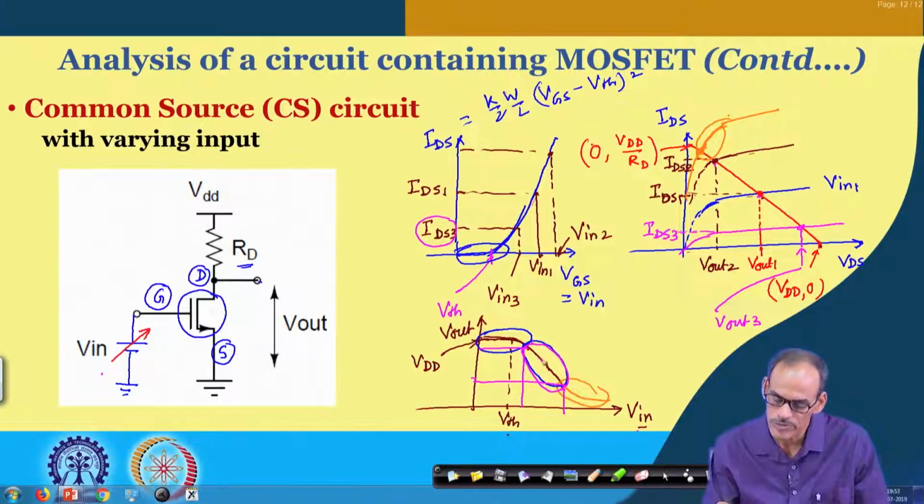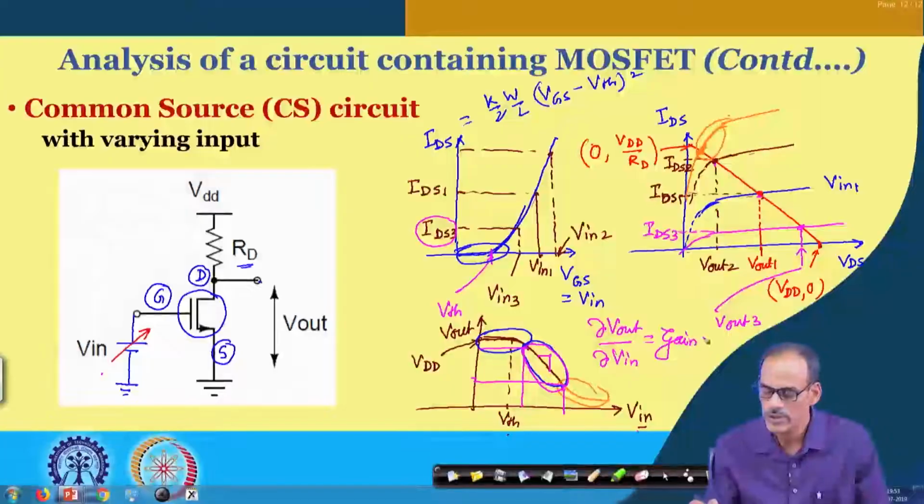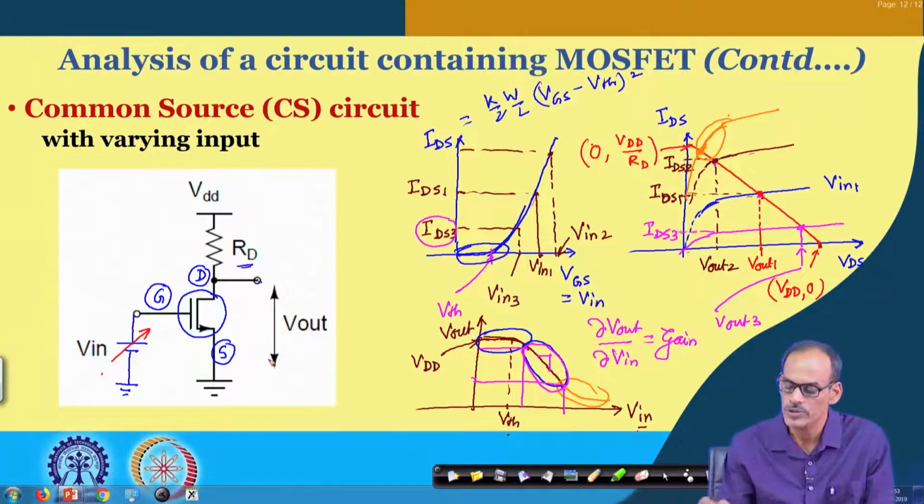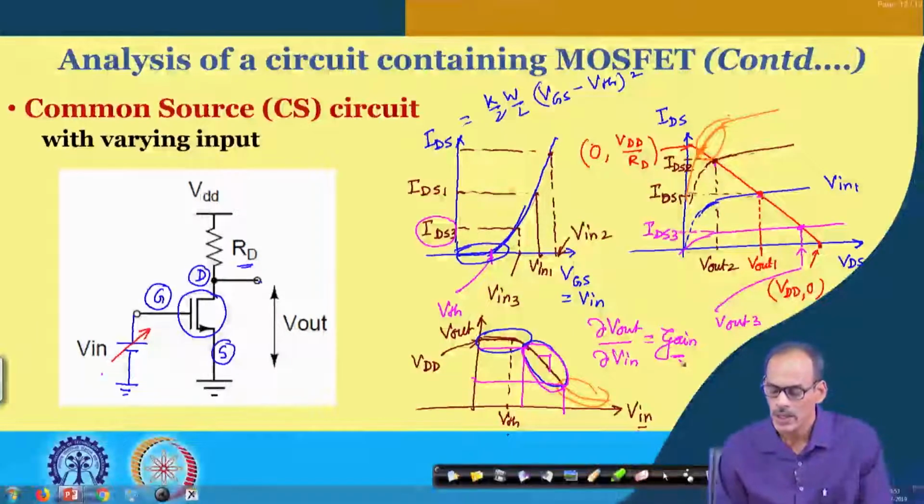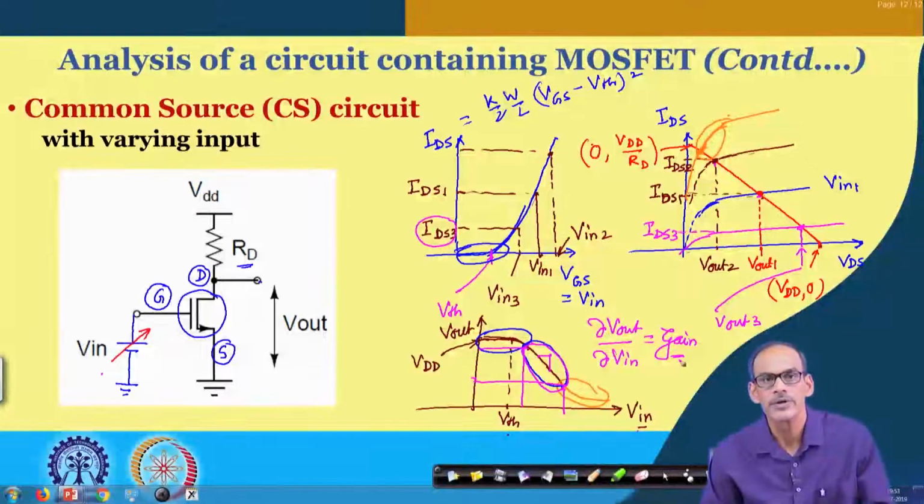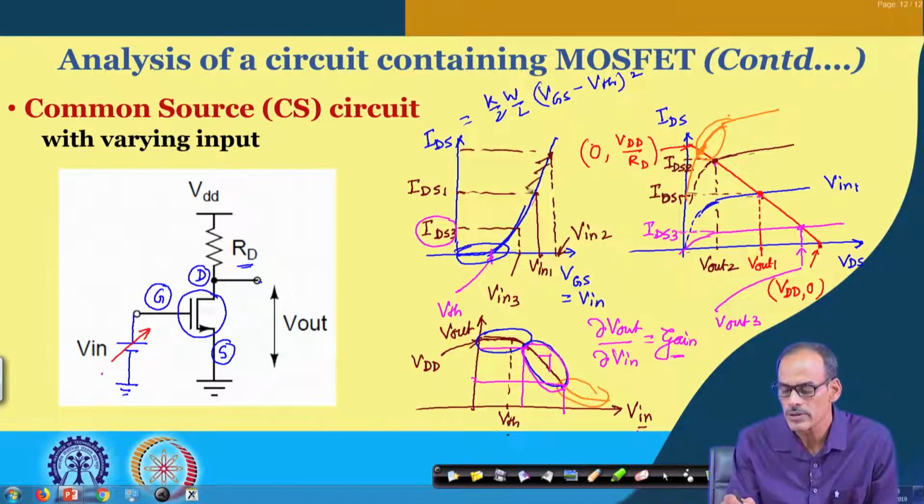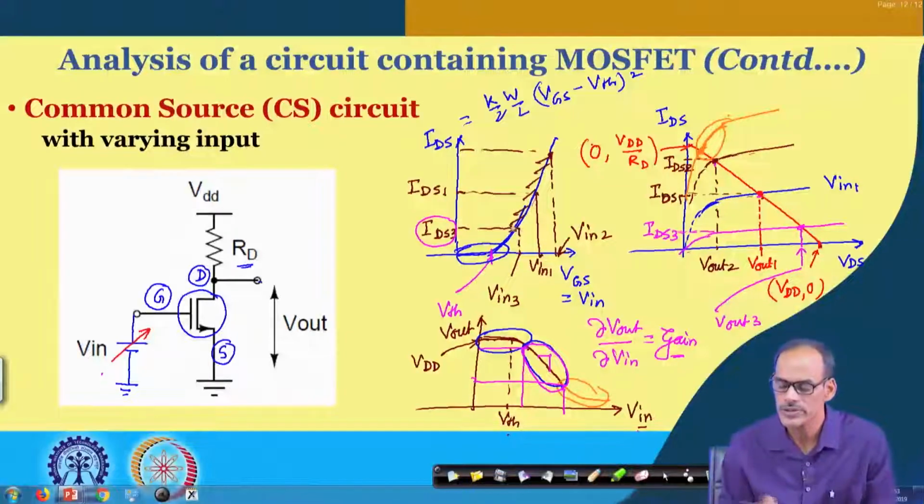Now, the slope of this line, namely change in V out with respect to V in, gives us the gain. That means, if I vary this input by some amount, how much the corresponding effect will be observed at the output, that gives us the gain. And as we have discussed for the BJT circuit, here this gain primarily depends on the slope of this line. So, you can think of it as a mirror.